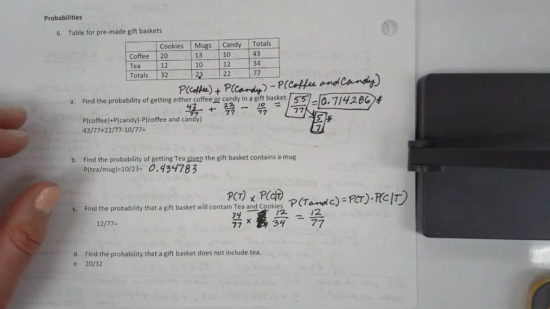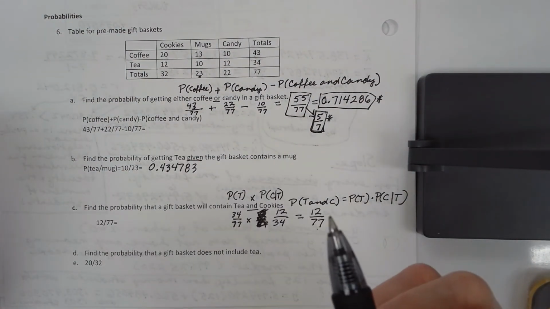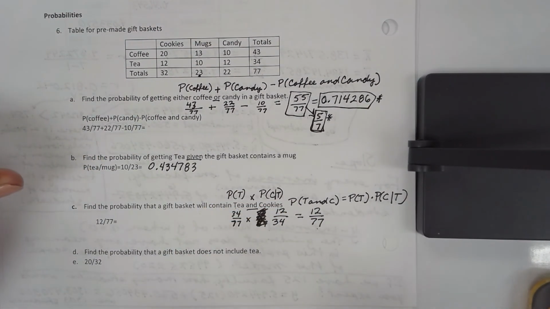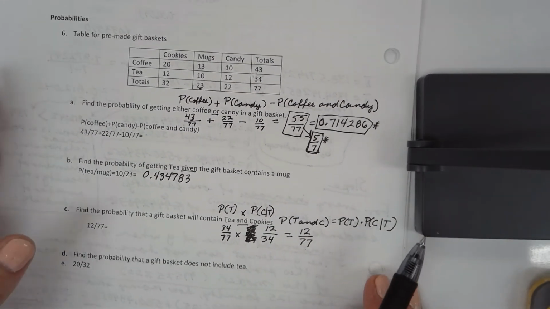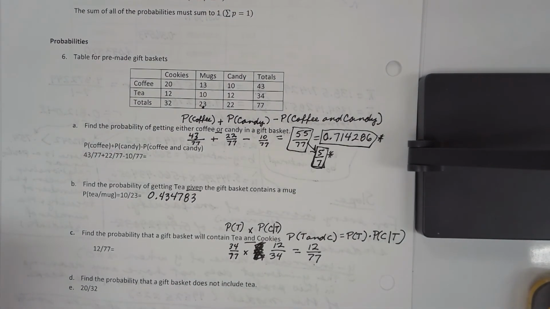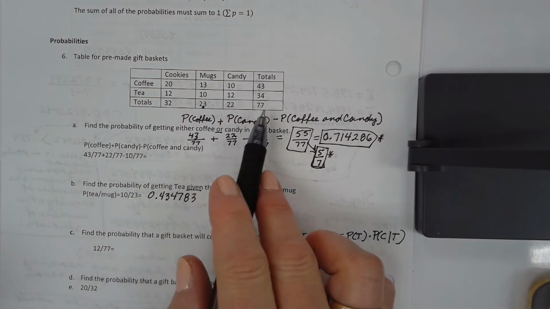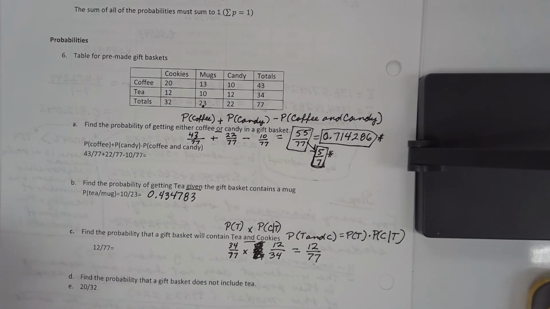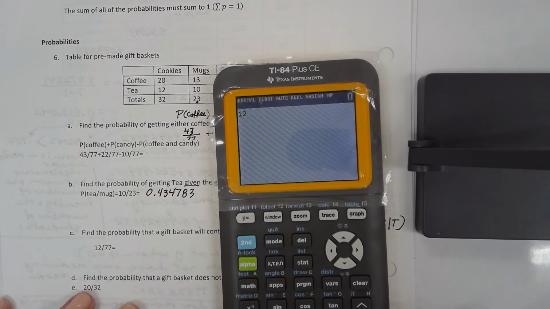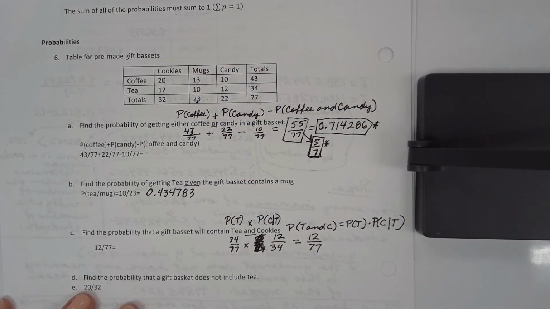Okay, so for instance, if I wanted to do the probability of coffee and candy, then what would it be? 10 out of 77. Okay, the probability of tea and mugs, 10 out of 77. Okay, does that make sense? All right, so 12 out of 77 is 0.1558.